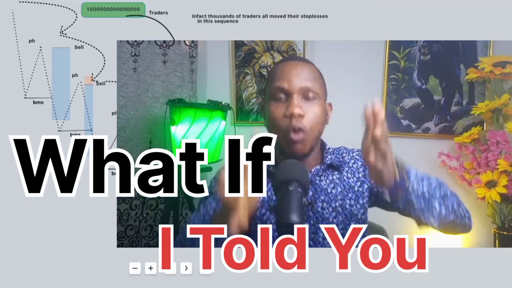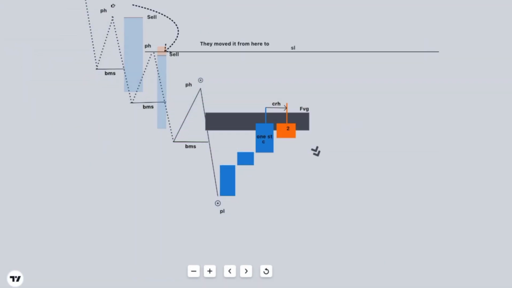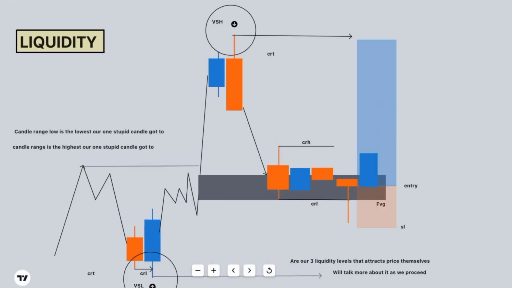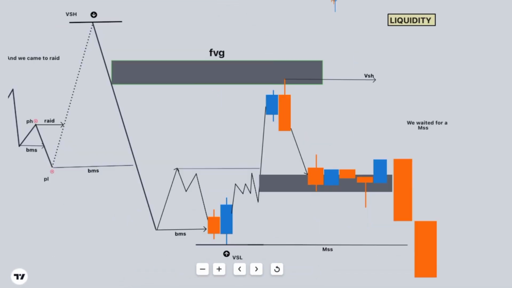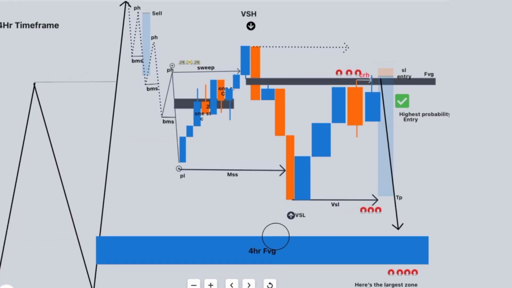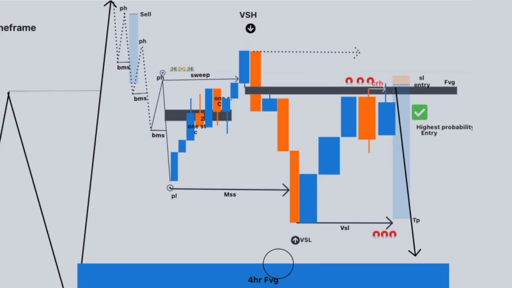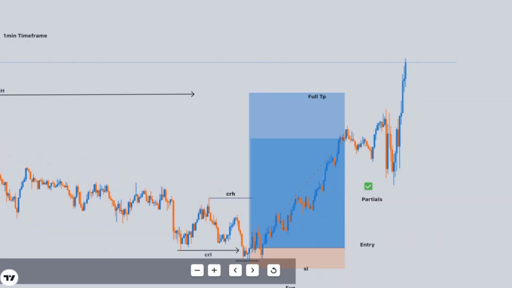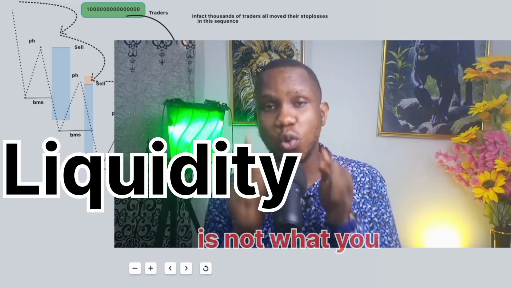What if I told you that the banks already know where your stop losses are hiding? That's why price always stops you out before flying in your direction. In this video, I'll break down exactly what liquidity is, show you what really drives price, how smart money tricks traders, then walk you through a live chart showing you the perfect inducement entry. Liquidity is not what you think it is.